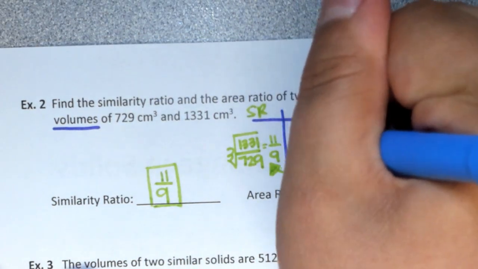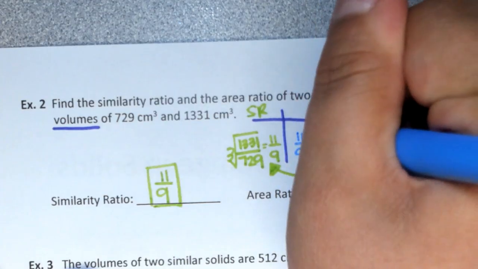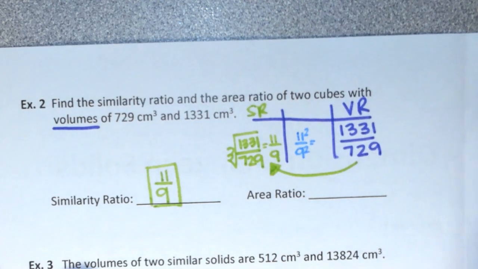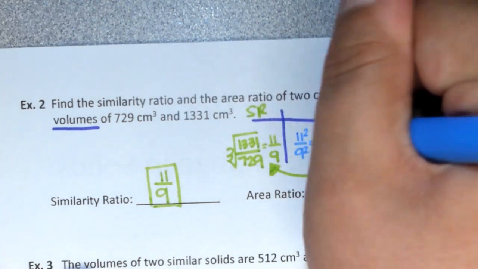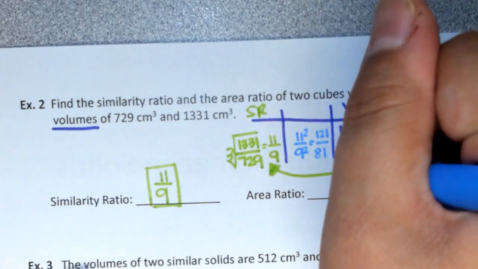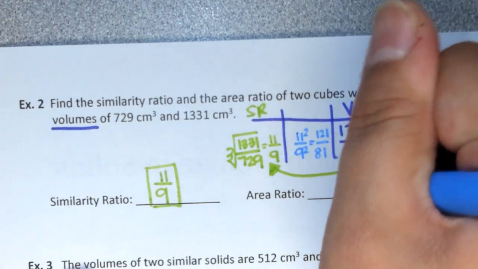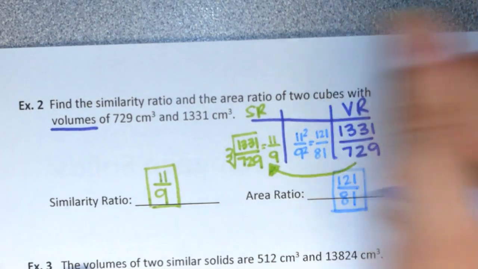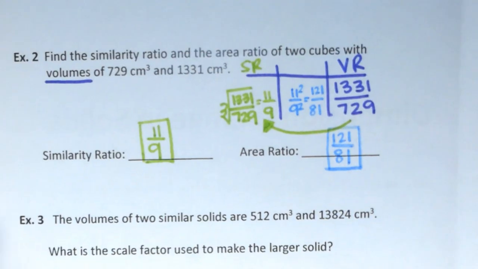How do I find the area ratio now? Square 11 over 9. You can square both of them. What is 11 squared? What is 9 squared? So this is 121 over 81, my area ratio. Now these numbers are not the actual areas and volumes. These numbers are what you multiply the area and volumes by.